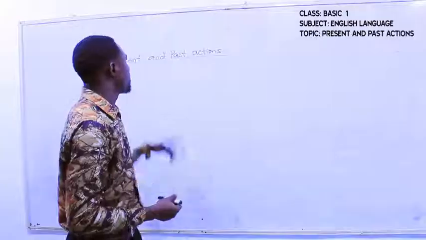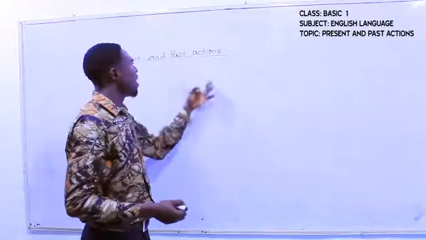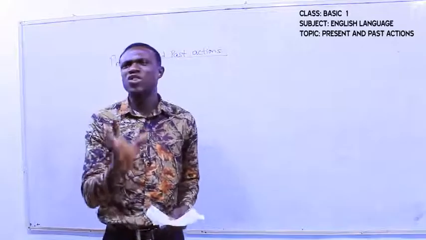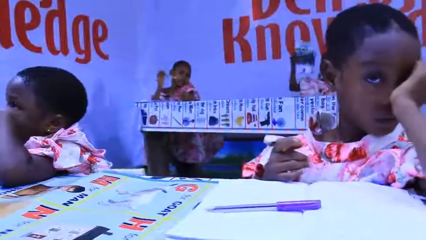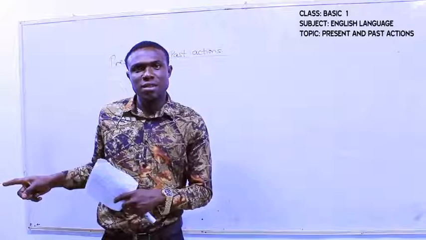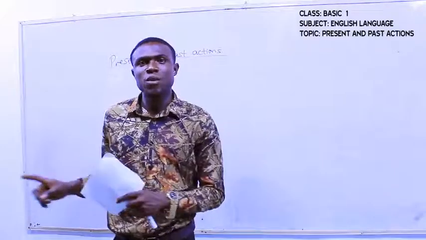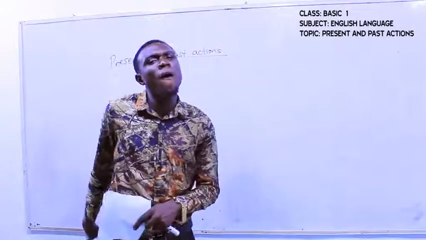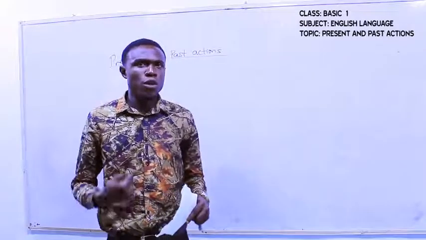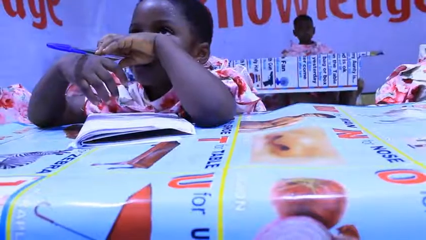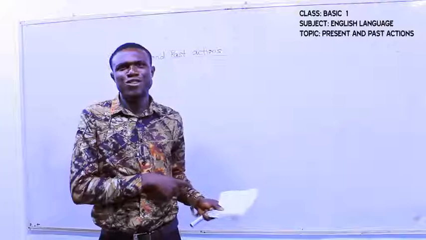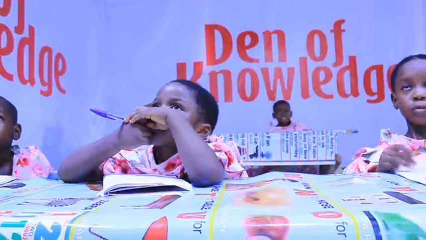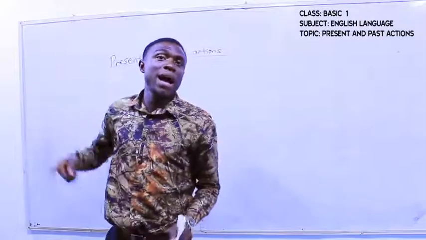Now let's look at past actions. What are past actions? Past actions are those actions that have passed. Those actions that have passed, we refer to them as past actions. Those actions that we have done before. When you want to refer to them, you refer to them as past actions because they are past. You are no more doing it. You did it before, so they are past actions.